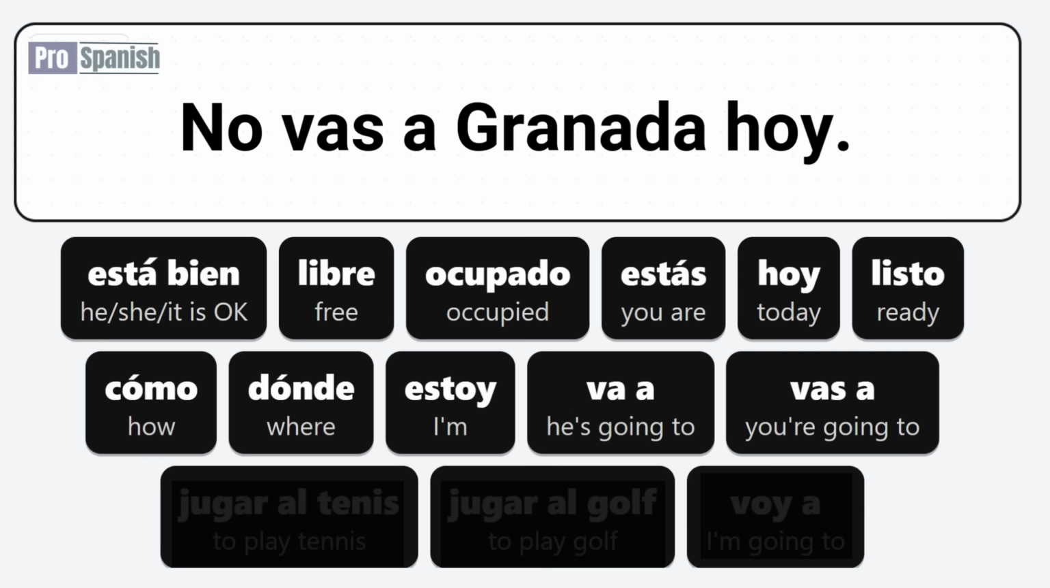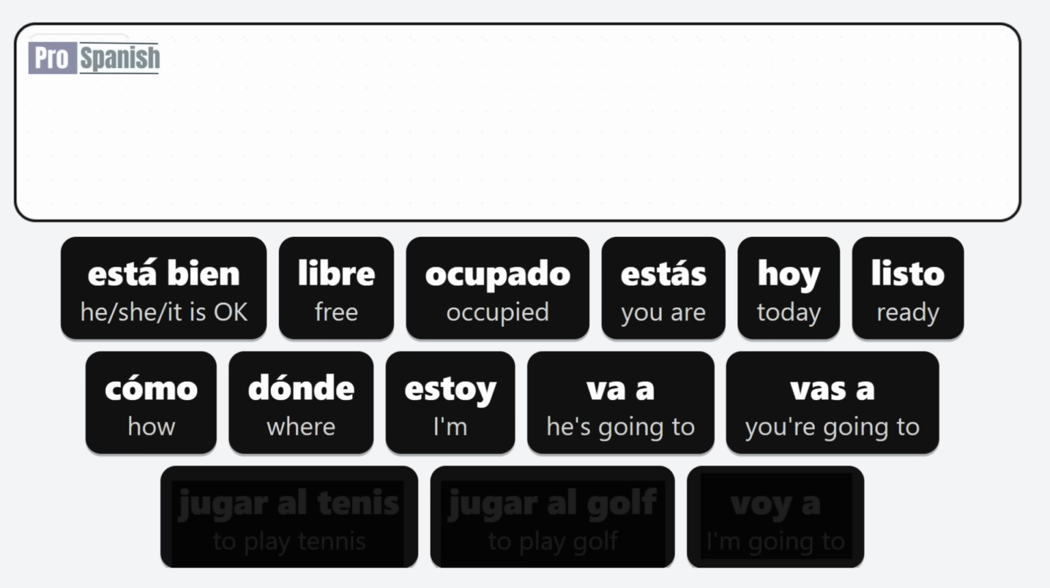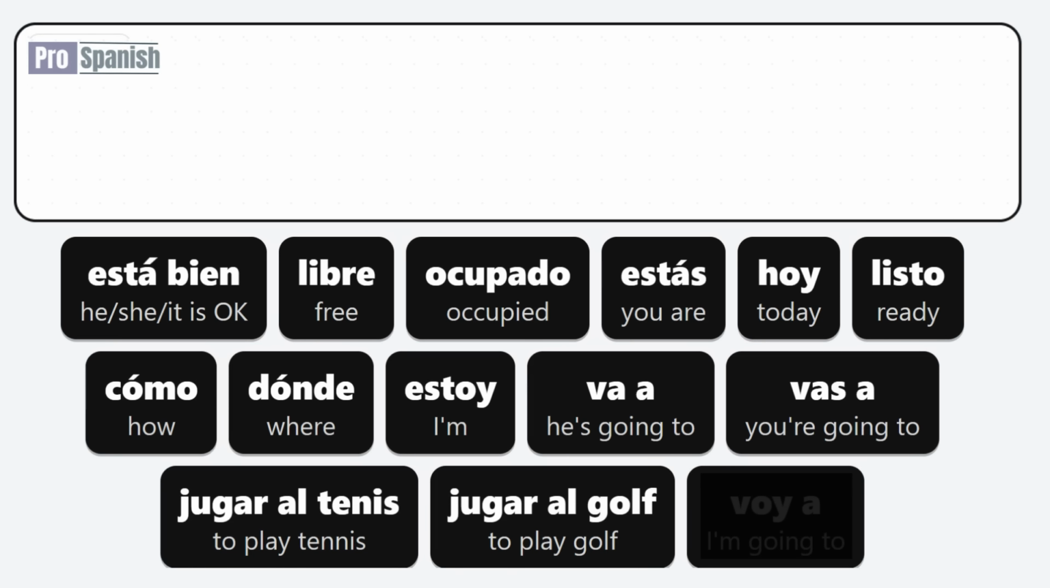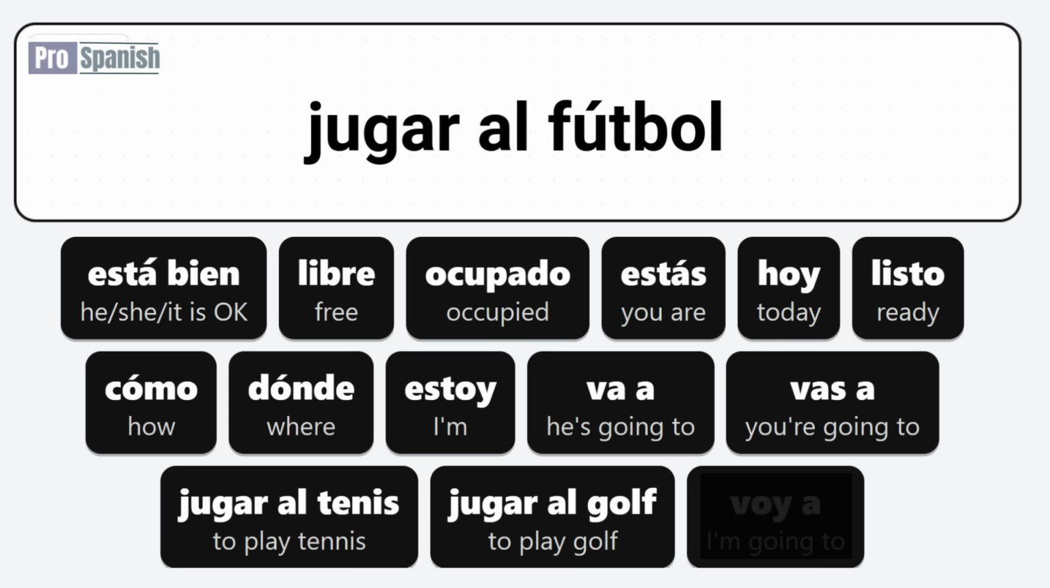Let's have a look at these next two together. Jugar al tenis, jugar al golf. To play tennis and to play golf. What do you think it means if I say jugar al fútbol? Yeah, to play football. How about jugar al rugby? Yeah, to play rugby, so nice and easy. Jugar al tenis, jugar al golf.